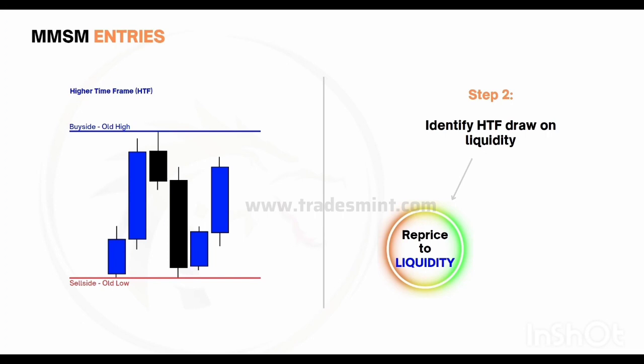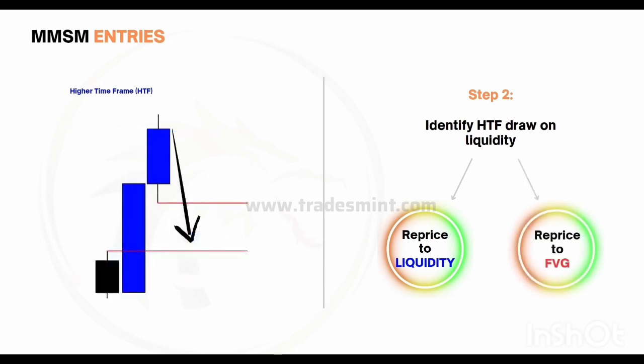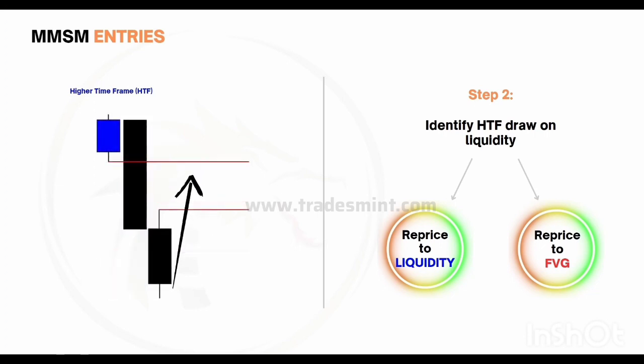Is the algorithm seeking buy side liquidity above an old high, or is it seeking sell side liquidity below an old low? Or maybe there is a buy side imbalance below the market that the algorithm may want to reprice to, or maybe there's a sell side imbalance above the market that the algorithm is reaching higher for. Again, this is easier when you understand where you are in the higher time frame market maker buy or sell model.